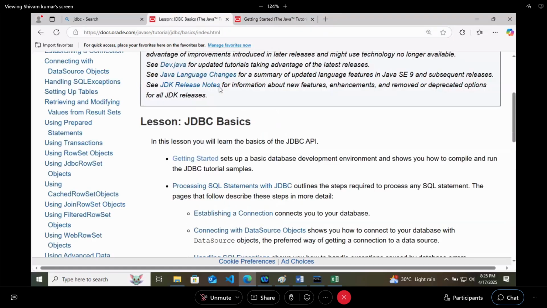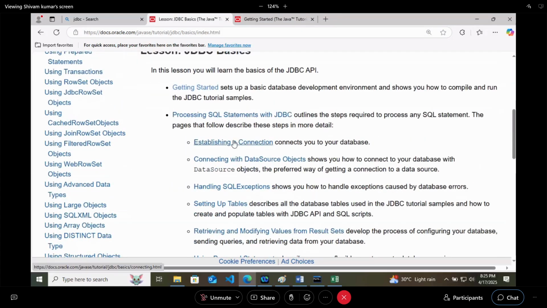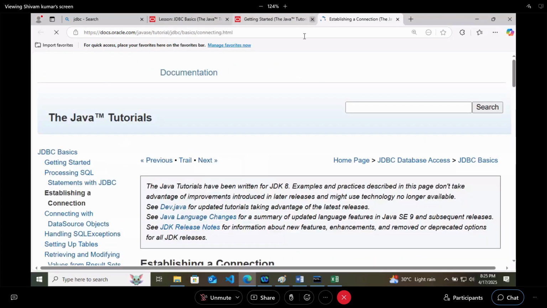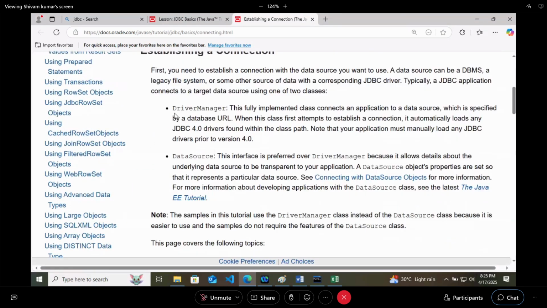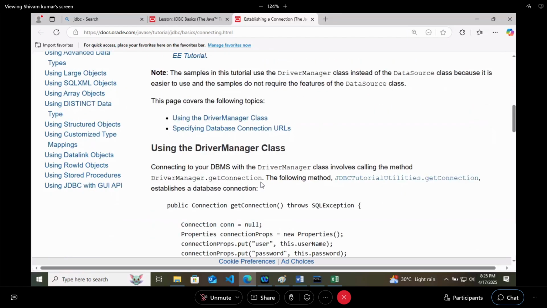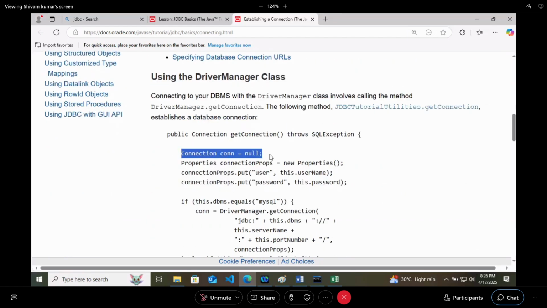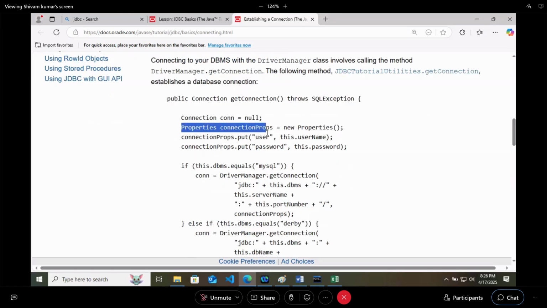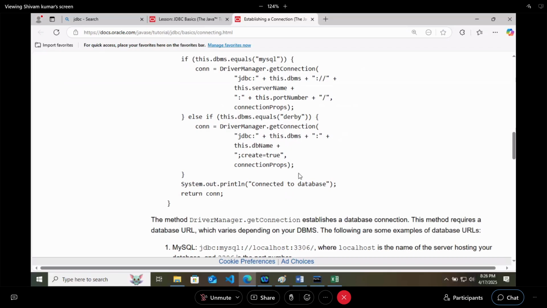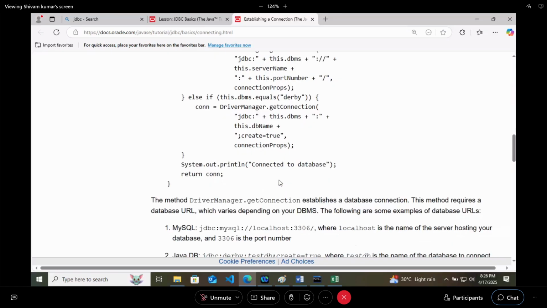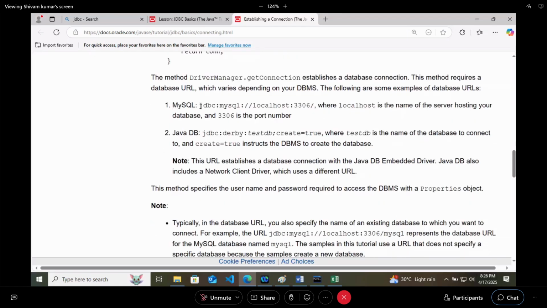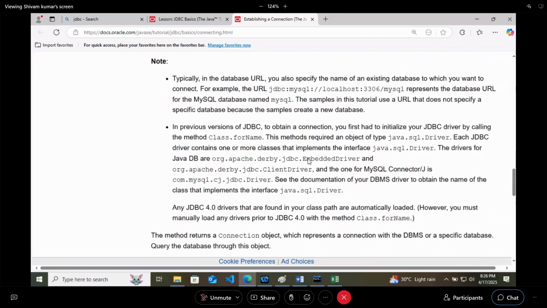Go back. Establishing a connection. How will you establish a connection? These are the details for that. You need a driver manager and data source and something like this. This is the code: public Connection getConnection() throws SQLException. These are the properties. Everything is written, right? For MySQL, you have to write this link to make a communication. Now, what else do you need? Every single thing is written there.